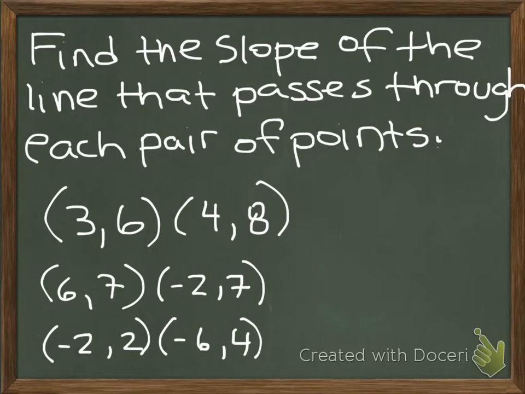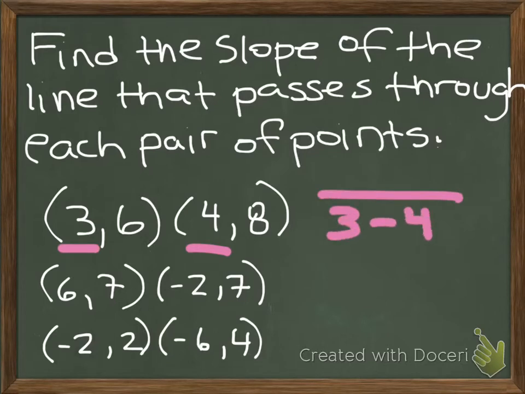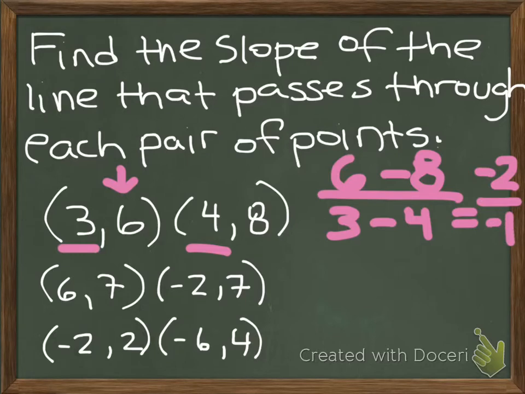So we need to take our x values and subtract, which is going to be our denominator. And we're going to take our y values, and since I started with the 3, I'm going to start my y values with the 6. So 6 minus 8. And then I would simplify. So 6 minus 8 would be negative 2. 3 minus 4 would be negative 1. And that would make this actually a positive 2 over 1, since both are negative. So my answer would be just 2.